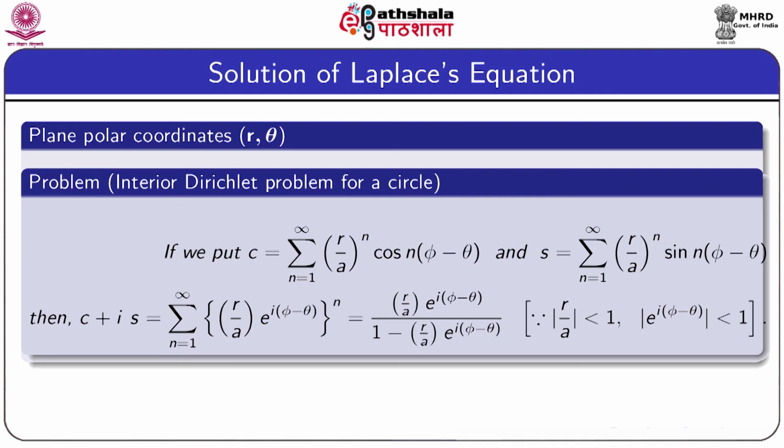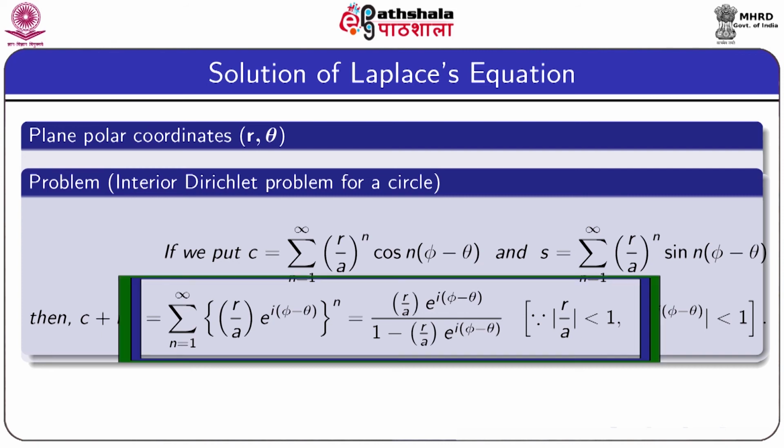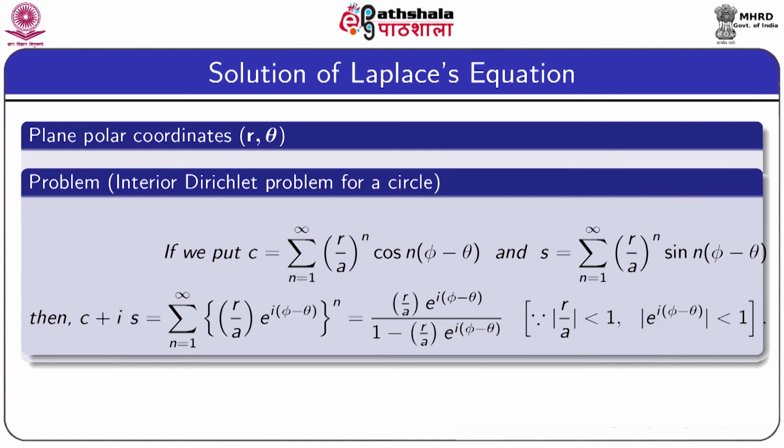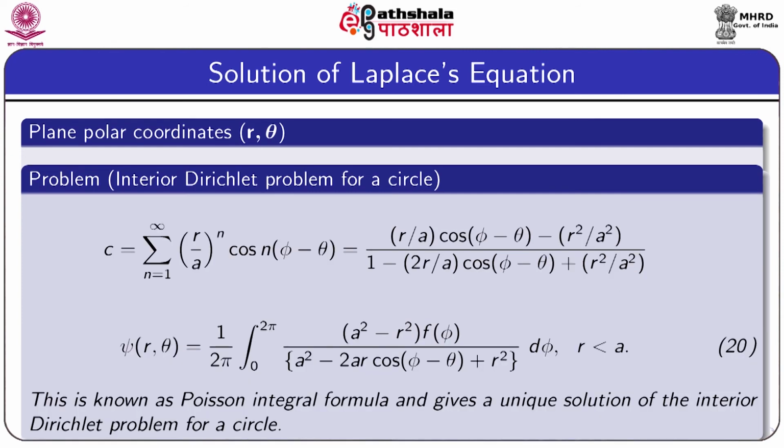Now, if we calculate C plus iS, then we get a GP series, and the common ratio of this GP series is less than 1, since mod of r by a is less than 1 and mod of e to the power i(phi minus theta) is also less than 1. So, the sum of the GP series can be written in this form, r divided by 1 minus r. So, this is written here. Now, if we equate the real part and imaginary part from both sides, we can get the expressions for C and S. Since we are interested in finding the value of C, we equate the real part from the right hand side and we get the value of C, which is written here.